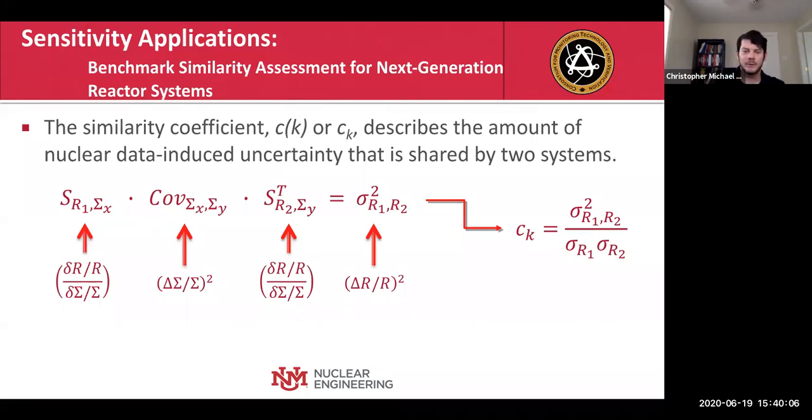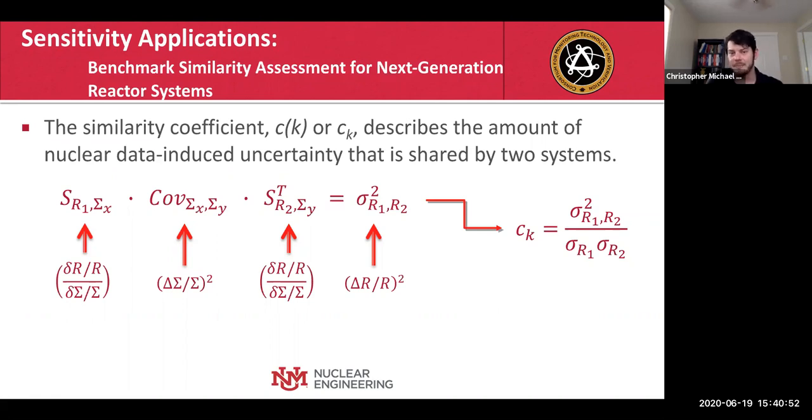So what you can do is take our old friend, the sandwich equation from before. This was the equation we used to propagate the uncertainty in our cross sections. But instead of using sensitivities from the same system in both sensitivity vectors, the first one is the sensitivities for system one. Maybe that's my application, the spent fuel shipping cask I want to build. And you combine it with sensitivities from R2, maybe my set of sensitivities for a benchmark experiment that's been performed. And what you can do is find the fraction of uncertainty, the C sub K, that's shared between system one and system two.